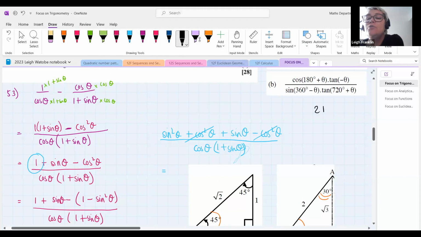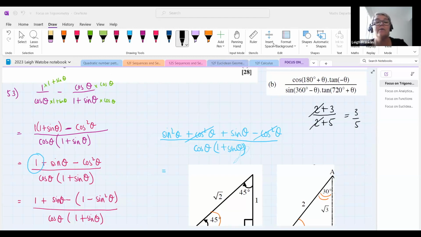So Hlumelo, look at this. If I say 2 plus 3, and then at the bottom I say 2 plus 5, can I come along and do that and say my answer is 3 over 5? Is that allowed? It's not allowed, because it's not true. Because look, if I answer this question in a different way, 2 plus 3 is 5 and 2 plus 5 is 7, are 5 over 7 and 3 over 5 equivalent fractions? No. So you cannot cancel over plus and minus signs.